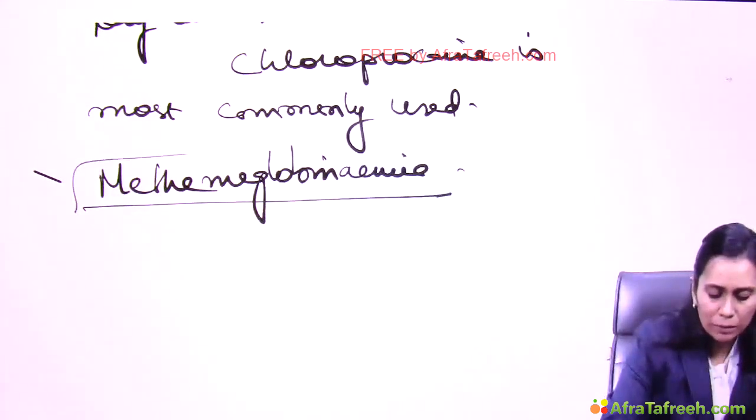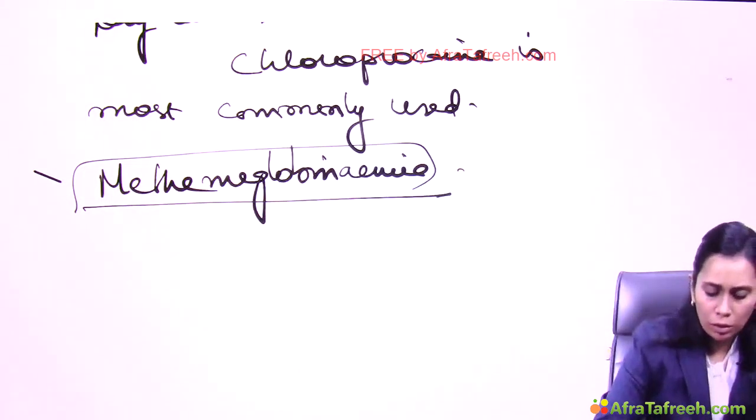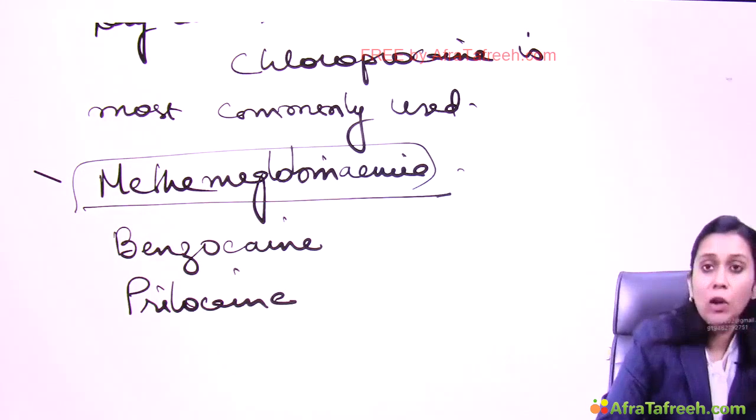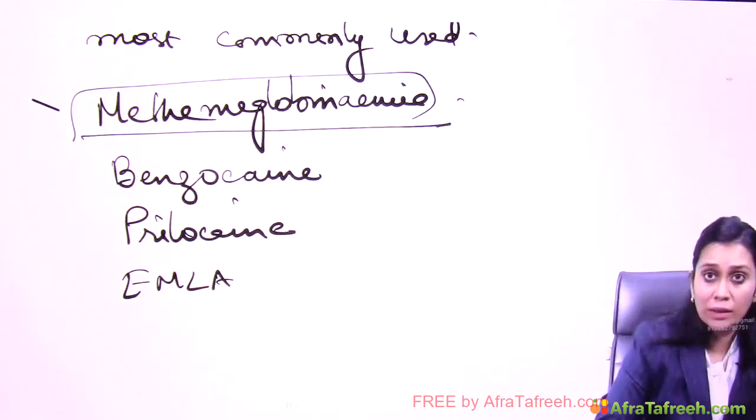What is methemoglobinemia? In hemoglobin, the iron is in the ferrous state. If it is oxidized to ferric, it's called methemoglobin. So, benzocaine, prilocaine, and a combination LA, EMLA, which I will discuss.